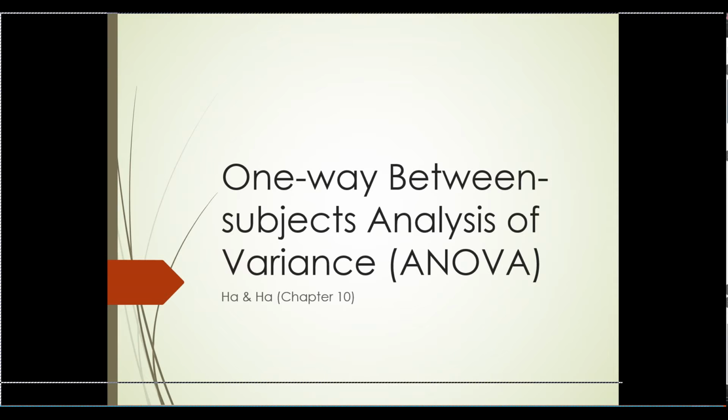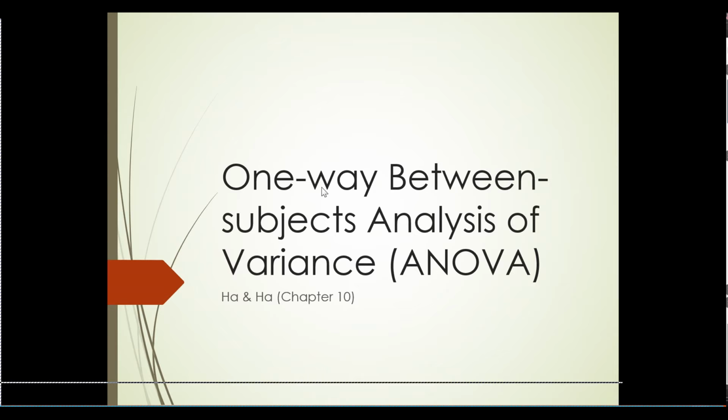Okay, welcome to our lecture on the one-way between subjects analysis of variance. This will be an extension of what we've covered previously in the independent samples t-test, and this will now allow for us to compare more than two between subjects groups at a time. So we'll be dealing with a situation where we have an independent variable that has two or more levels.